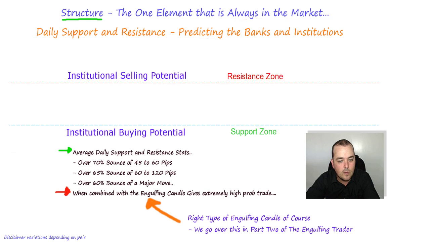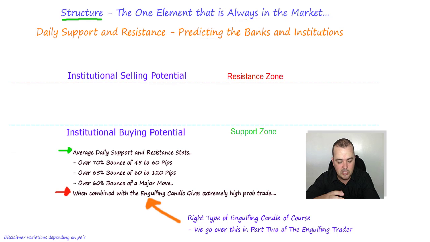With a support zone, you want it to bounce more than 100 pips before you can say it's a valid support as well. Okay? And also, to make it even more valid, you want it to be a place where there have been multiple touches, which is what I'll show you in detail in a moment.